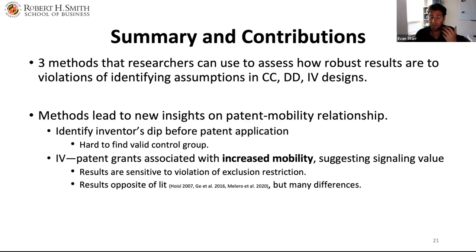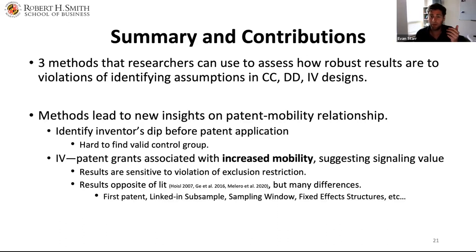I think there are many possible explanations. We haven't resolved it, and I don't know if we're going to be able to. But a few of the differences between us and what the prior literature is looking at is we are looking at only your first patent. We have this highly selected LinkedIn subsample. We have a sampling window that is relatively fixed, and we are using different fixed effect structures and other slight differences from the rest of the literature here, which I don't have time to get into.